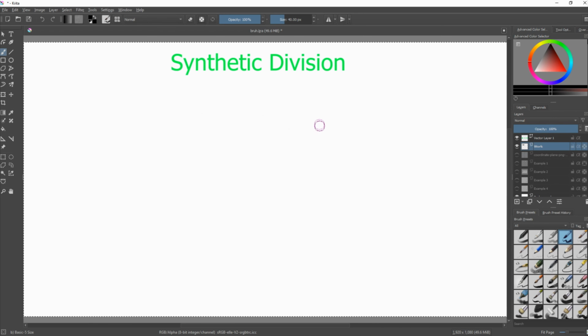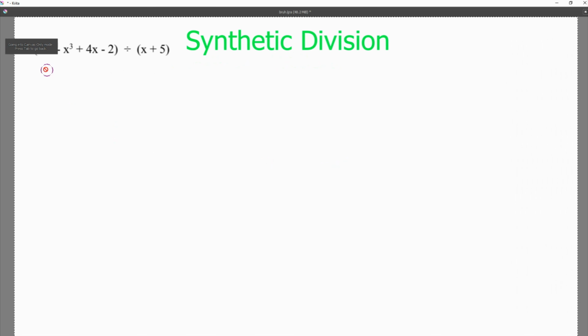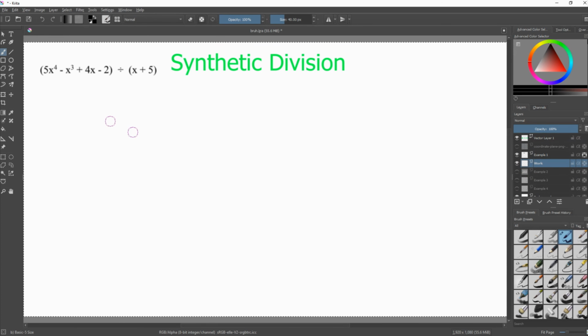Okay, so let's learn how to use that. So I have example number 1 here. So I have this long polynomial, I want to divide that by this. So I have 5x to the fourth minus x cubed plus 4x minus 2 divided by my x plus 5. Now, first I look at this guy. Is that going to work? Is it in the form x plus a? Yes, it does work, right?